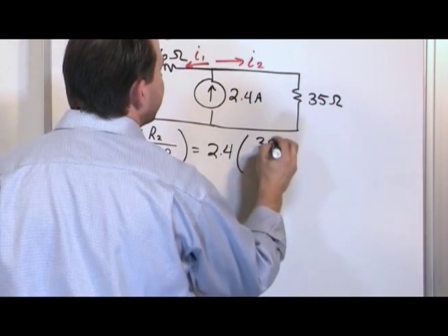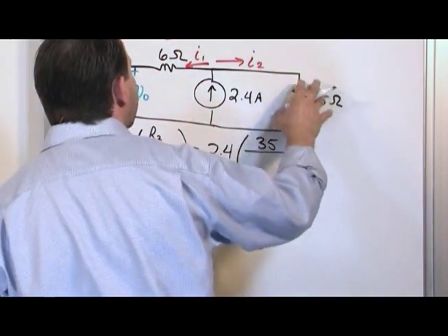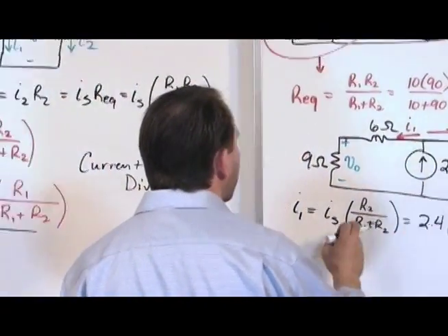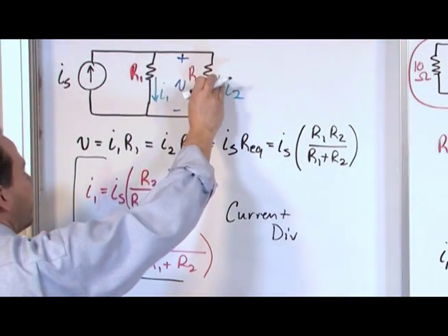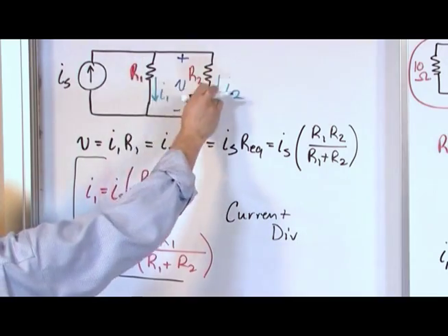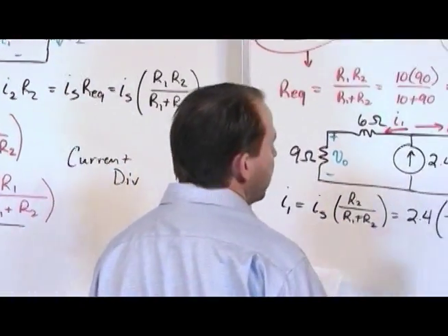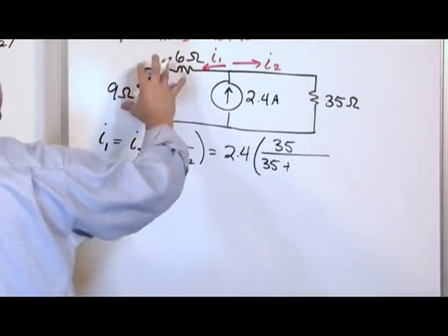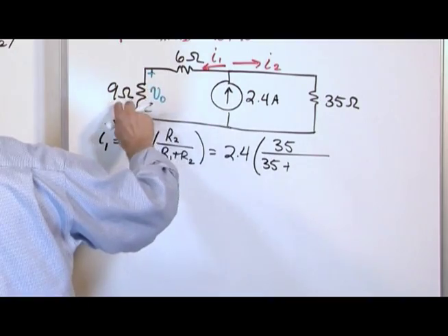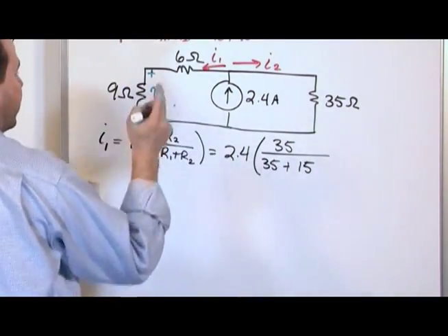All right, and since we're finding this current here, we go to the opposite leg and we say 35 ohms is the guy in the opposite leg, and then we have to add up everything because it's R1 plus R2. When you go back to our original drawing, it's whatever's in the other leg divided by the sum of the resistances in the different branches. So on the bottom we'll have the 35 ohms plus the resistance in the other guy, and I'm just going to leave it like this. 9 plus 6 is 15.